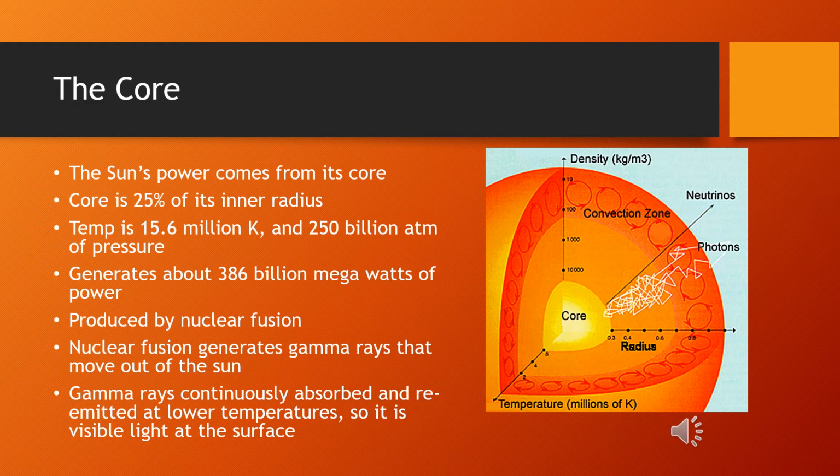I'm going to explain the structures of the sun, starting with the innermost part and then moving towards the outer layers. The sun's power comes from its core, which is the innermost part. The core is about 25% of its inner radius, and the temperature is about 15.6 million Kelvin and 250 billion atmospheres of pressure. It generates about 386 billion megawatts of power, and they're all produced by something called nuclear fusion. Nuclear fusion generates gamma rays that move out of the sun, and these gamma rays are continuously being absorbed and then re-emitted at lower temperatures, so when it finally reaches the outside layers, it's visible light.